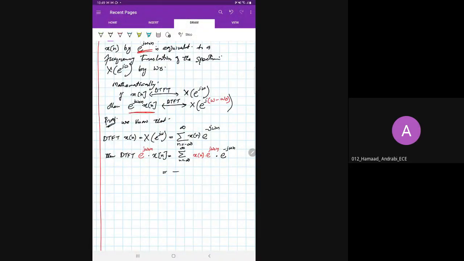Okay, then we can simplify this. It will be equal to the summation n equal to minus infinity to plus infinity x of n. The bases are the same so the powers will be added, so it will be e raised to the power minus j, if we take common, you will have inside omega minus omega naught into n.